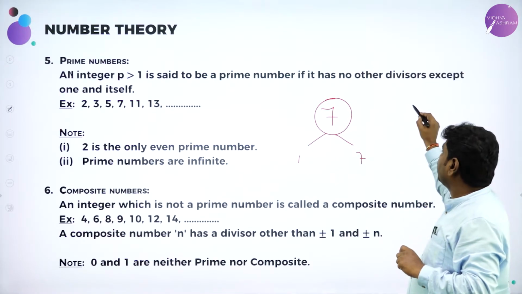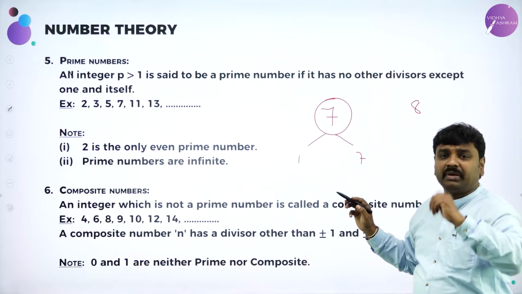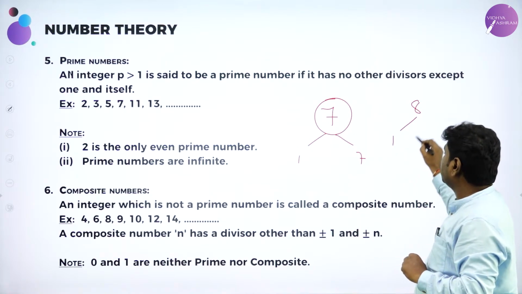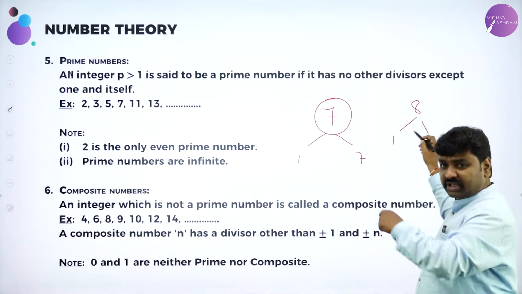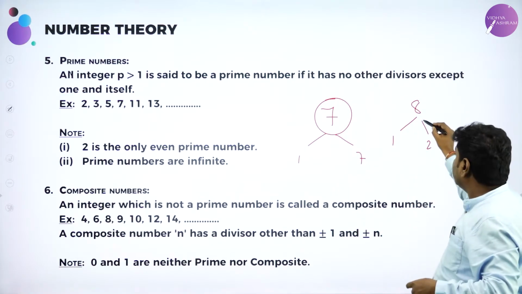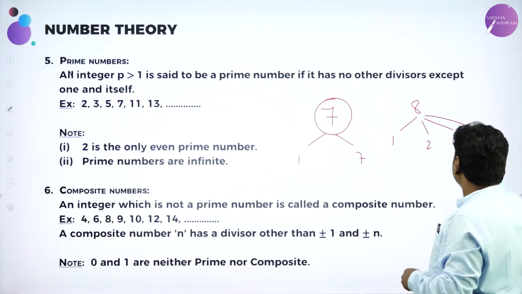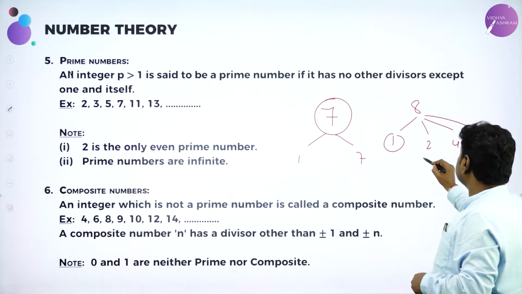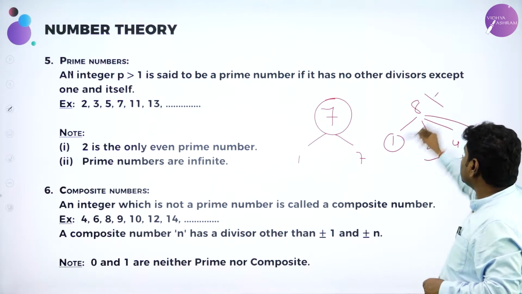For example, if I take 8, it is not a prime number because it has factor 1, it has factor 2, because 8 is divisible by 2. I can write 2 fours, so it has factor 4 and has itself. Not only itself and 1, it has other factors also. So therefore 8 is not a prime number.